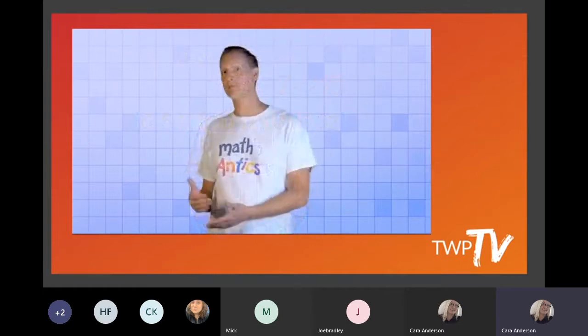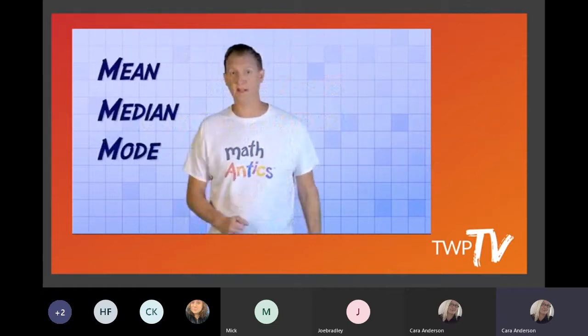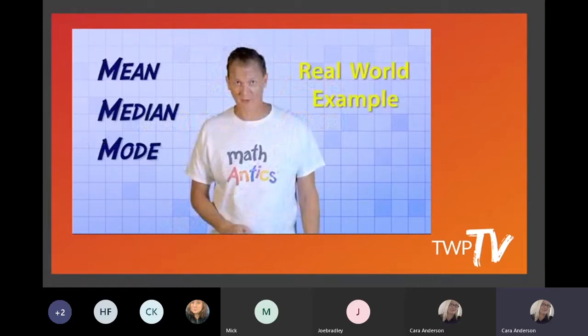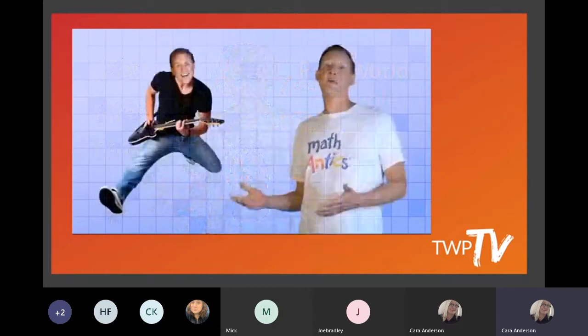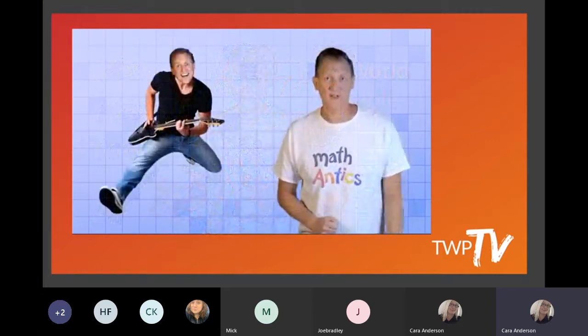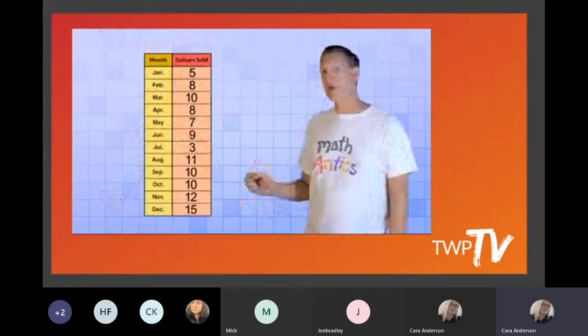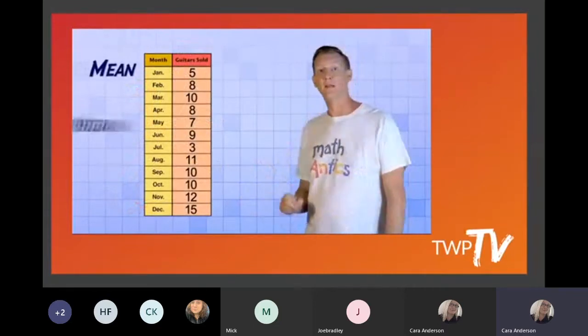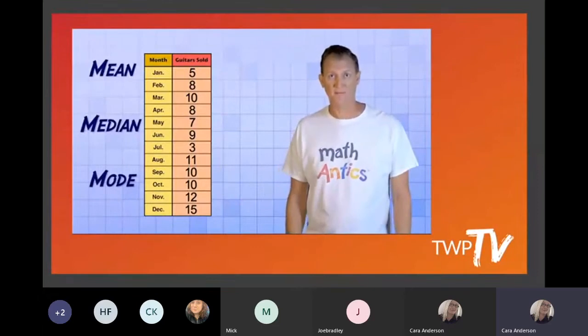Okay, so now that you know what the mean, median, and mode of a data set are, let's put all that new information to use in one final real-world example. Suppose there's this guy who makes and sells custom electric guitars. Here's a table showing how many guitars he sold during each month of the year. Let's find the mean, median, and mode of this data set.